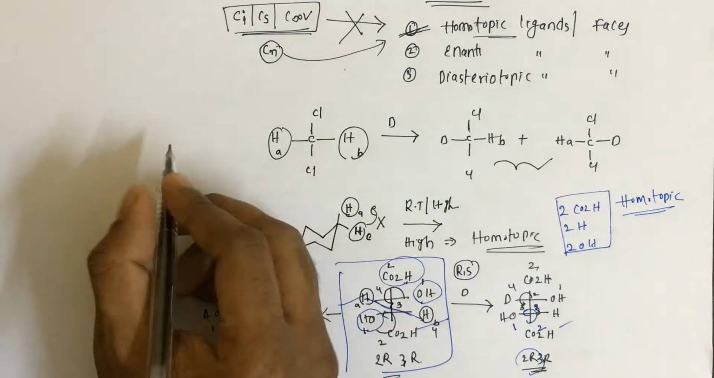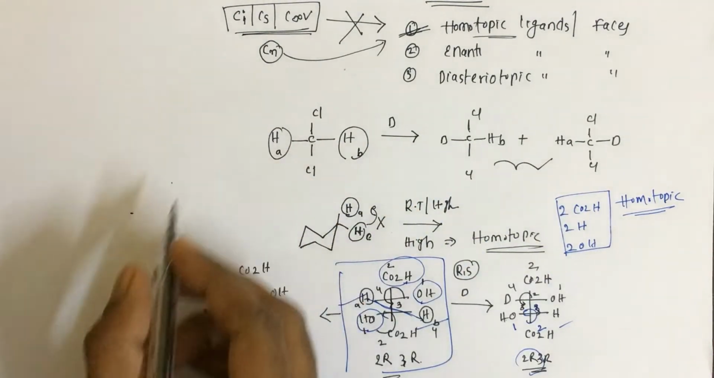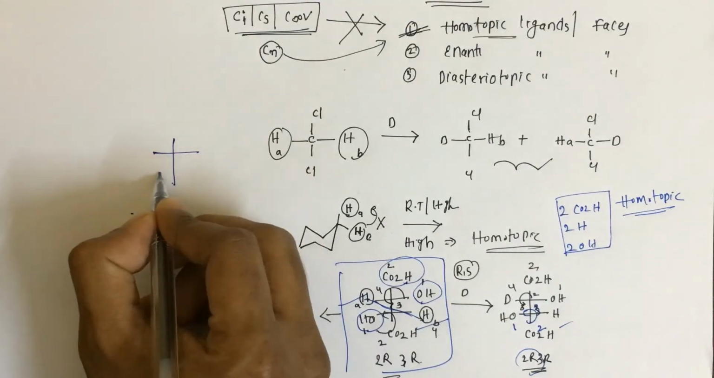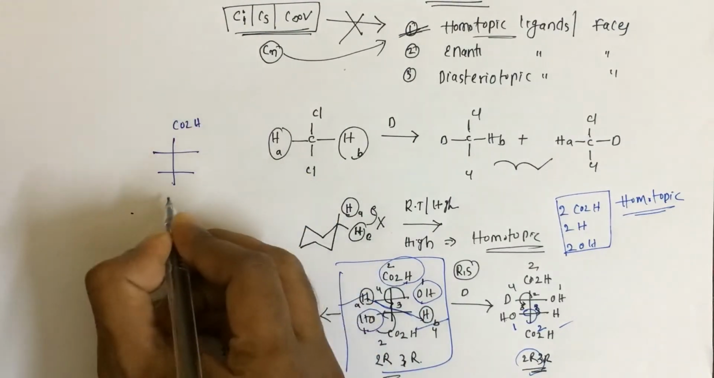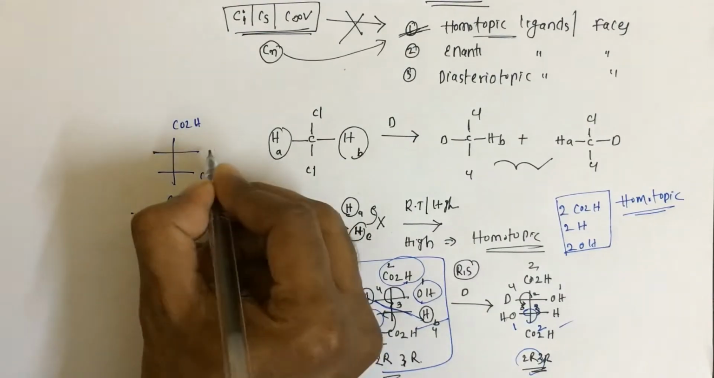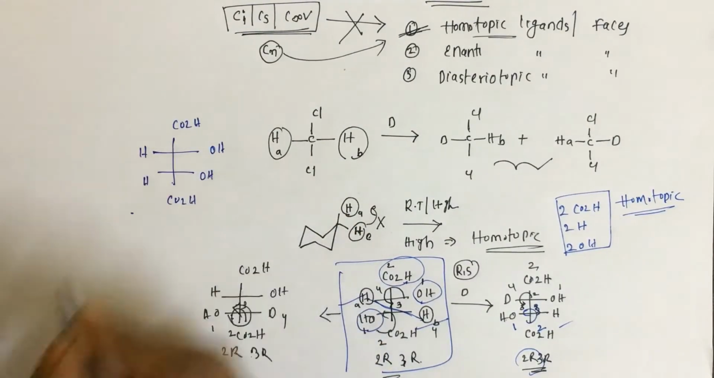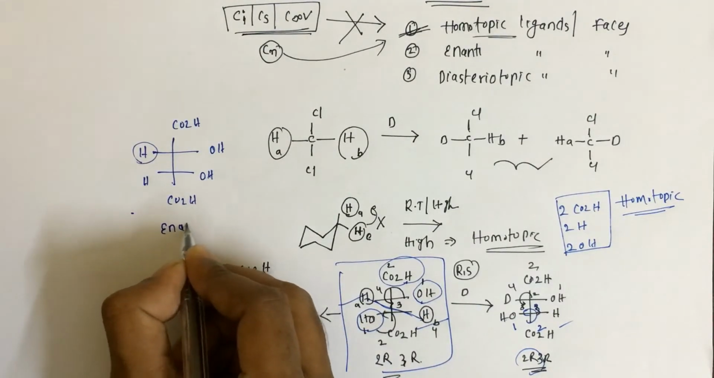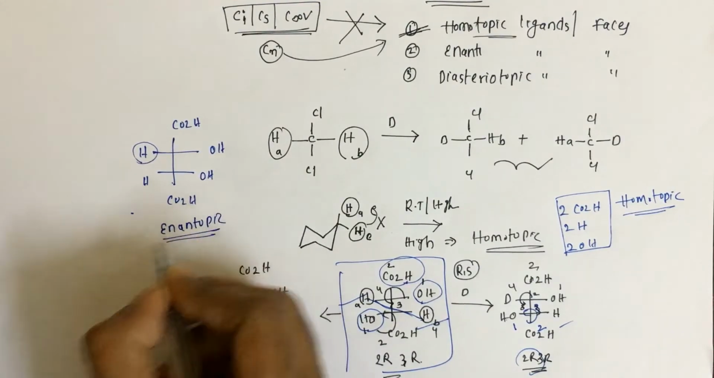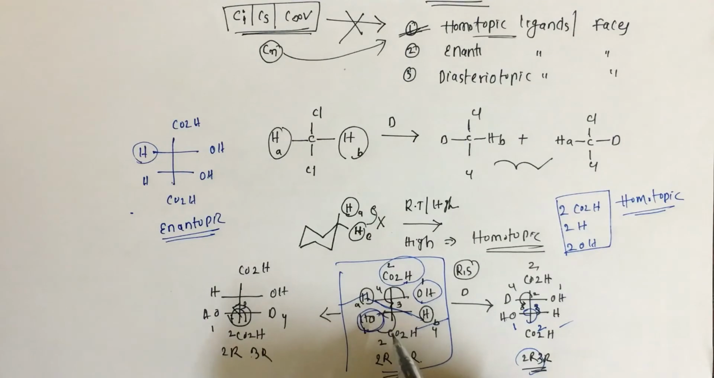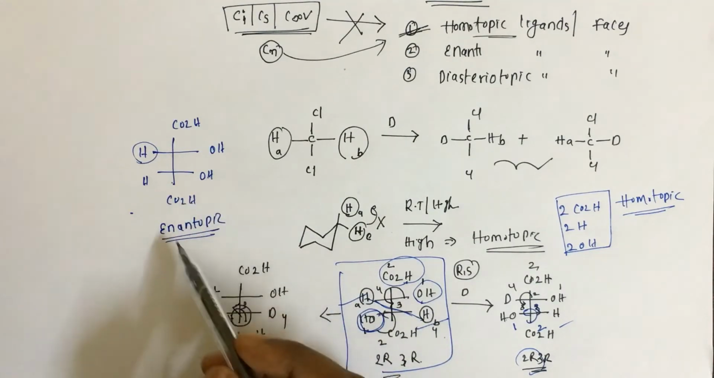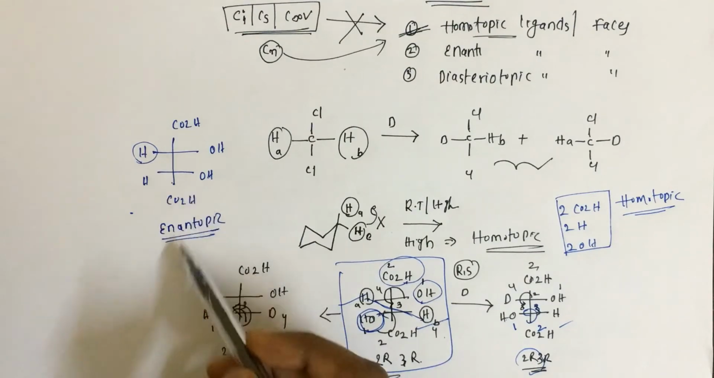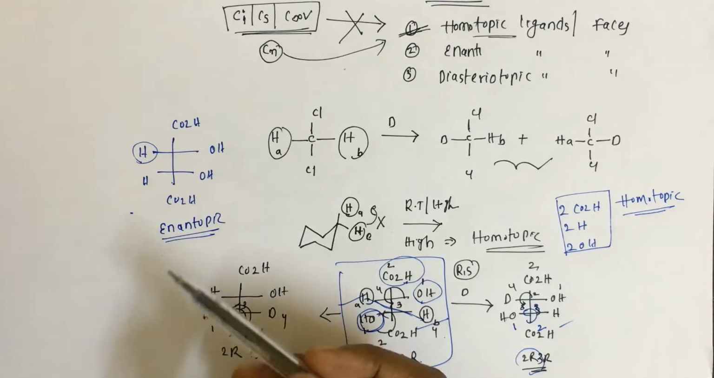If they ask about meso-tartaric acid, and you replace this hydrogen with some other group, here we will get an enantiotopic relationship. When we take this dextro or levo compound, the hydrogens are homotopic in nature. In the case of the meso compound, it is enantiotopic in nature. You can try this also, and you'll get enantiotopic. So this is about the ligands.